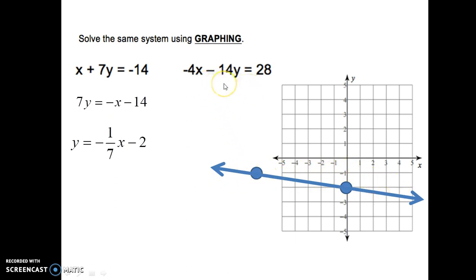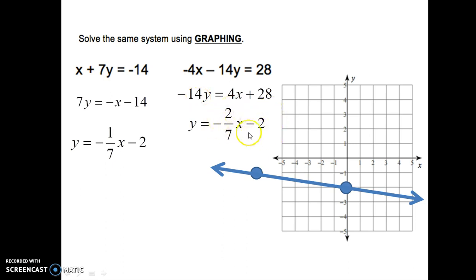Second one, let's solve this for y. I'm going to isolate the y, so I'm going to add 4x on both sides to move the 4x over. So now I have negative 14y, and then 4x was moved to this side, so I put it here, 4x plus 28. And now I'm going to divide by negative 14 in order to get just y. So what happens when you divide 4 by negative 14? You'll have 4 over 14, but I reduced that to 2 over 7, and it's negative because we have that negative there. And then when you divide 28 by negative 14, you get negative 2.